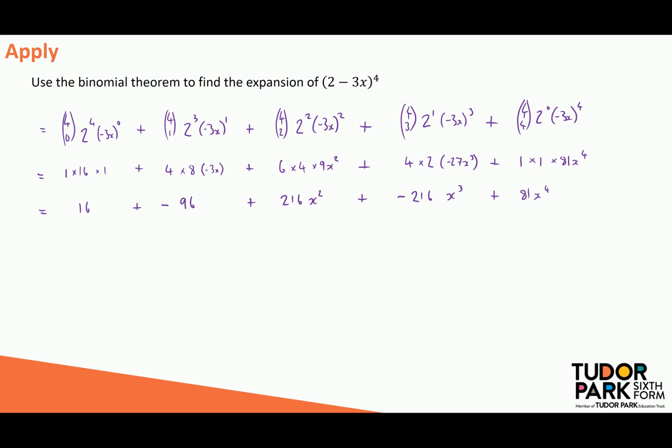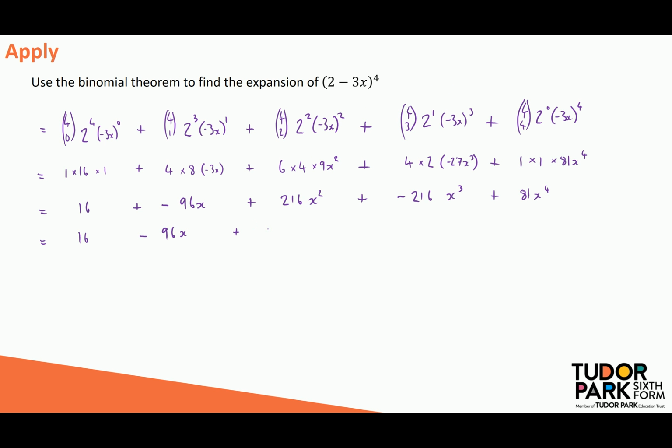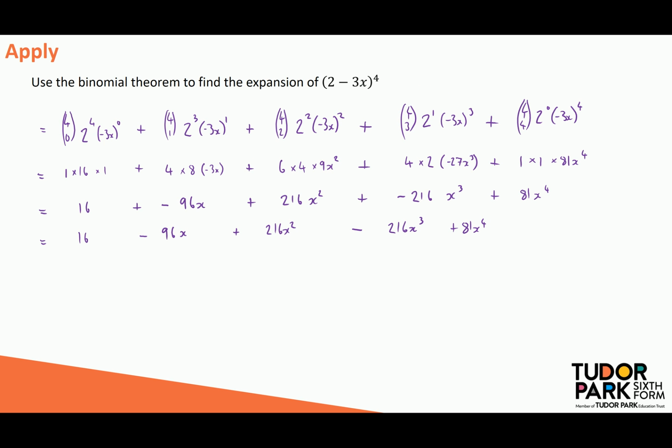Now I've got a tiny bit of tidying up to do, which is just to put that in as minus 96x. Oh dear me, I've dropped an x there. Plus 216x squared minus 216x cubed plus 81x to the power of 4. Now, as a good general check, if you've got a negative involved here, the signs will always flip. So you should always see on your bottom line a flipping of signs: negative, positive, negative, positive, negative, positive. If everything here is positive, obviously everything in our answer is going to work out to be positive.